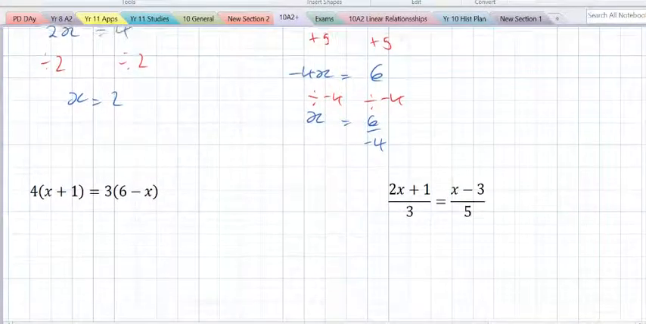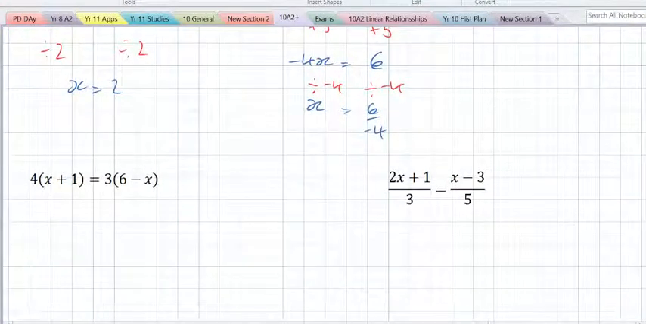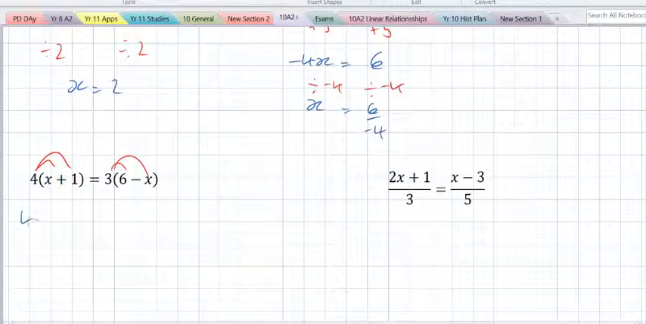Alright, last couple, well, of this sort anyway. How do we solve on the left? It wouldn't be minus a half, it would be minus 3 on 2, but that's fine. Expand the brackets. 4x and 4 gives us 4x plus 4 equals 18 minus 3x.